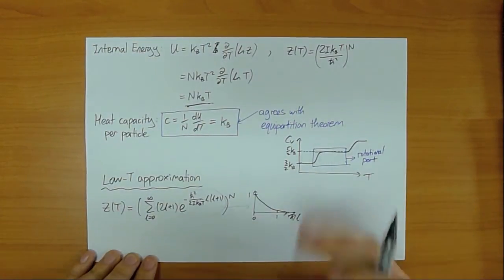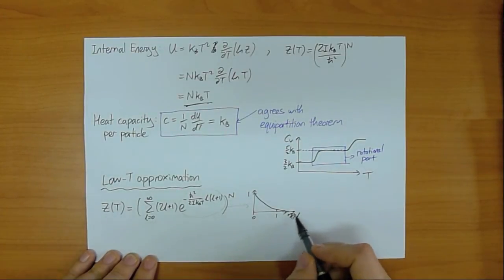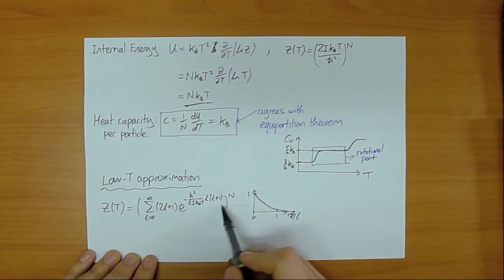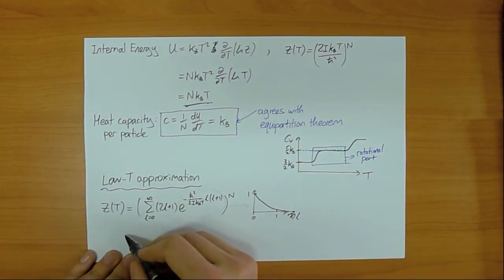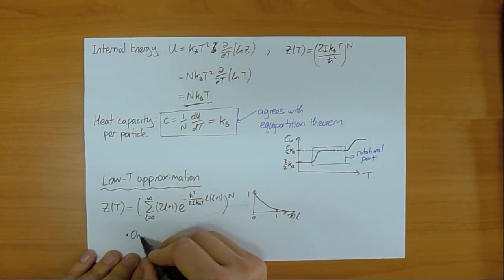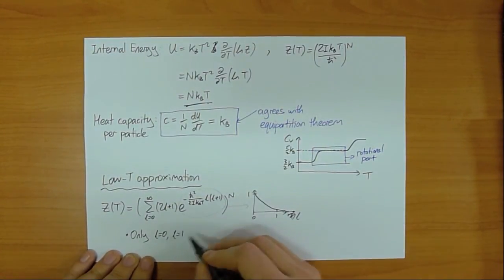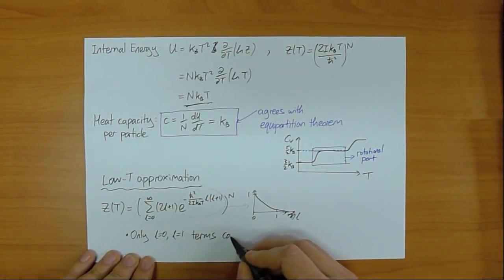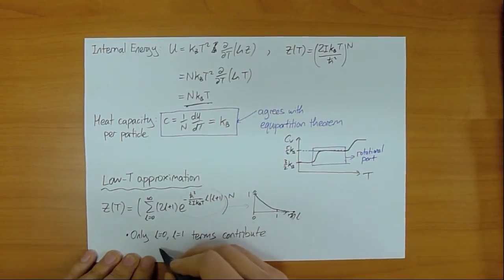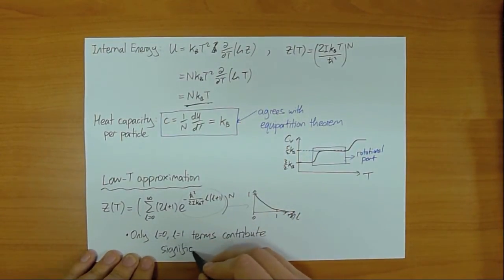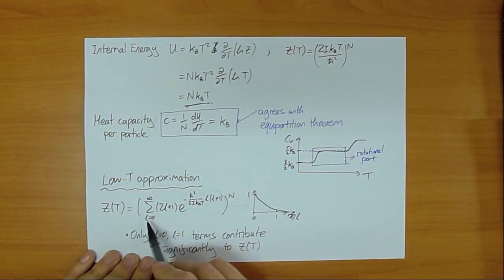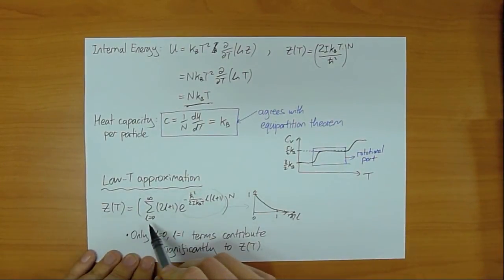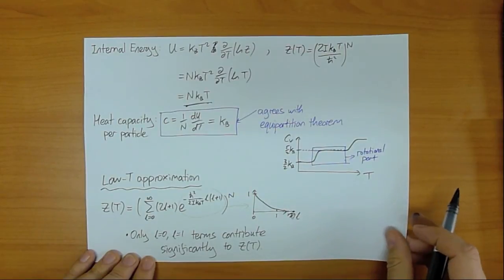So that means in the low temperature limit, we can ignore values of L bigger than some number, because this function is going to be vanishingly small. So the simplest approximation we can make is to only consider L equals 0 and L equals 1. Okay. So our approximation is going to be that only the L equals 0 and L equals 1 terms contribute significantly to the partition function Z. Okay, so instead of doing the sum to infinity, which you can't do, I'll just do the sum of 0 and 1, which is quite easy.